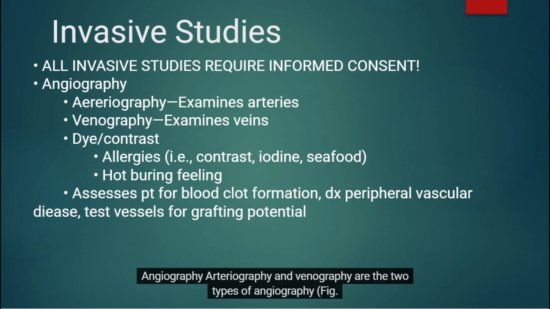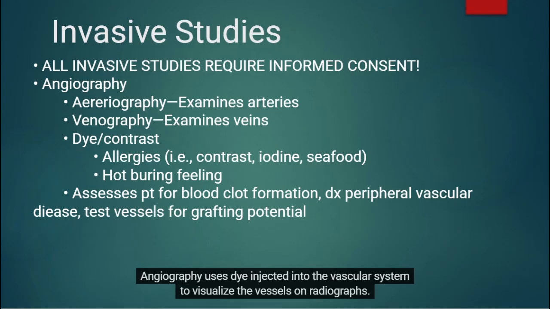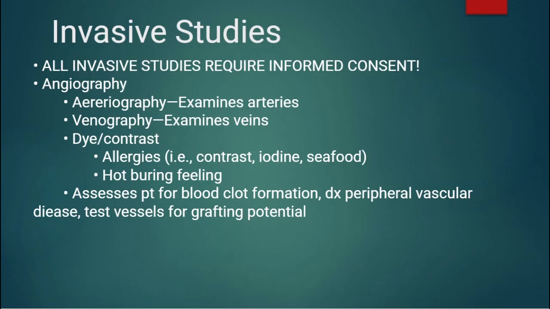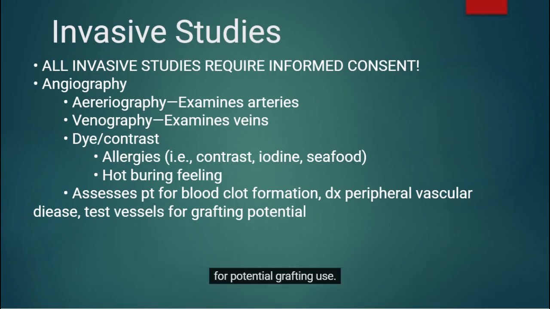Angiography, arteriography, and venography are the types of angiography. Fig. 21.11. Arteriography examines arteries. Angiography uses dye injected into the vascular system to visualize the vessels on radiographs. This test is used to assess blood clot formation, diagnose peripheral vascular disease, and test vessels for potential grafting use.